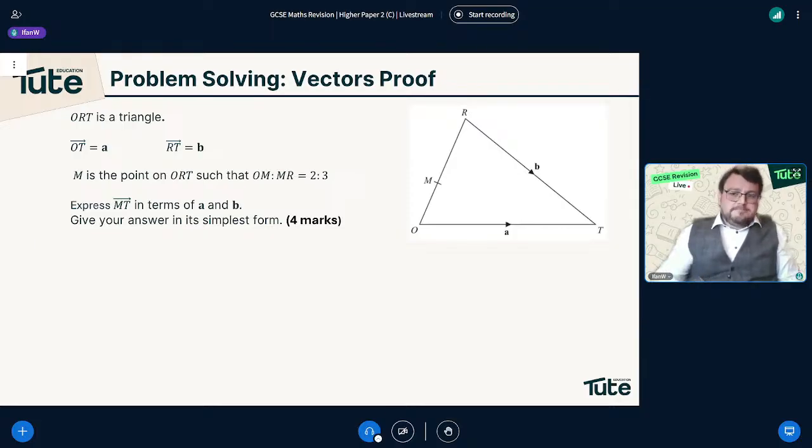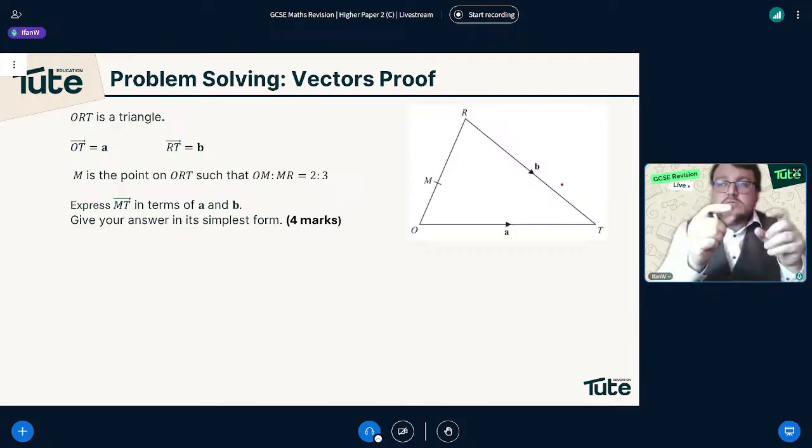You've got OT, this one here, and they've labelled it as little a, right? You can put a line on the top because we bolded them. You can put a little line on the top, right? If you go from T to O, it is not A because you're going in a different direction. Remember that, okay? So from R to T is a little b, okay?